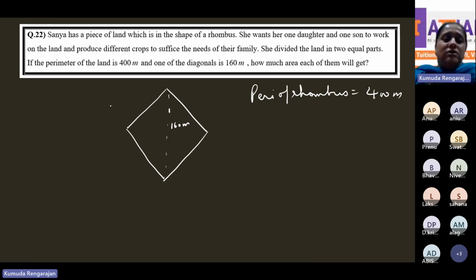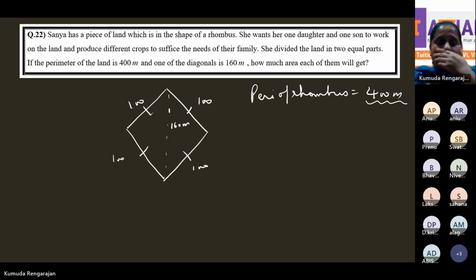Now, we know that in a rhombus, all the four sides are equal. So if the perimeter is 400 meters, each side of the rhombus will be 400 divided by 4, 100 meters. Now we know the length of one of the diagonals, 160 meters.